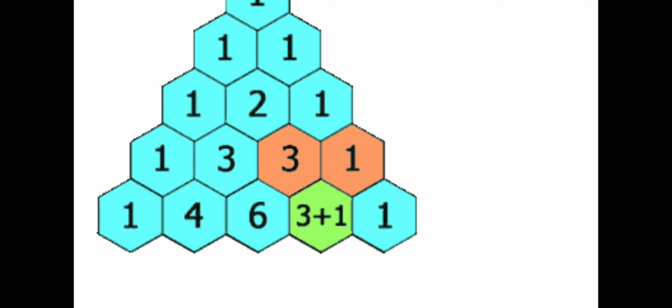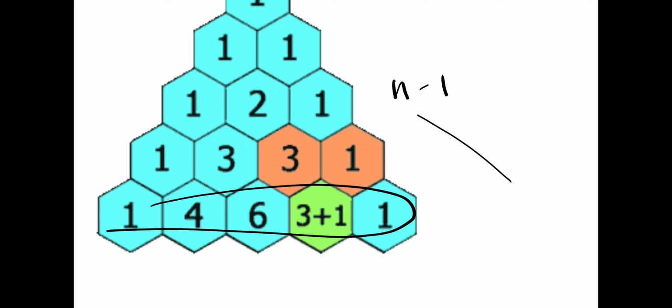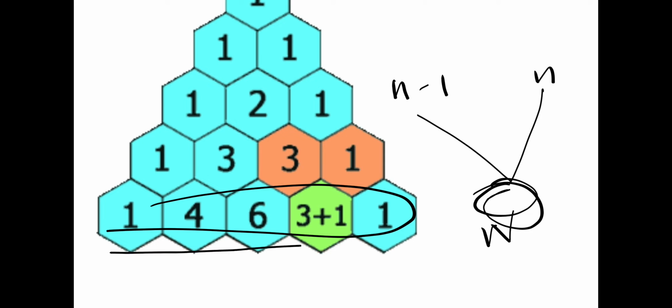So that's what is happening. Here also the same thing is happening. The previous n minus 1 value plus the previous n value will be the new n value. That's all we have to keep on doing till the end. First and last are already initialized as 1.